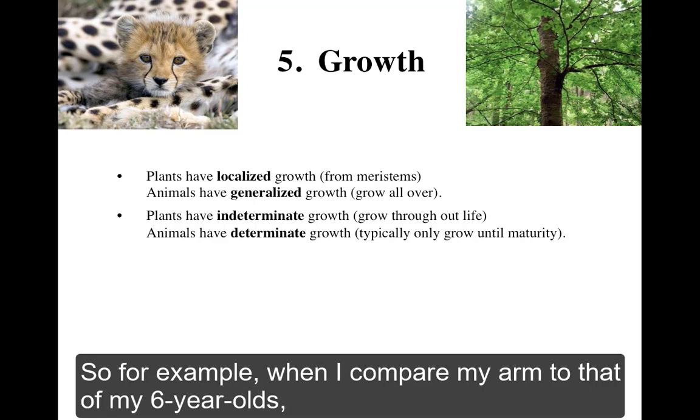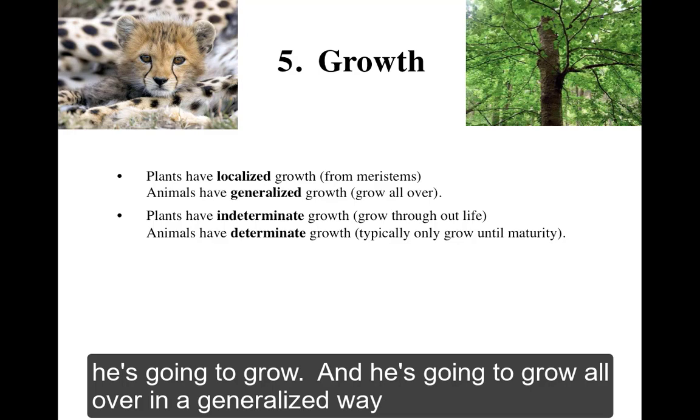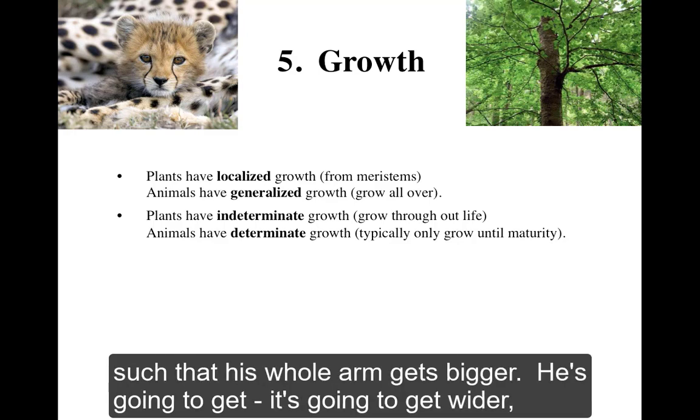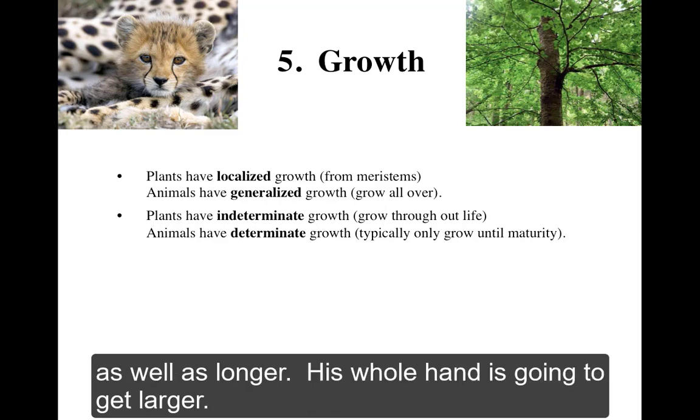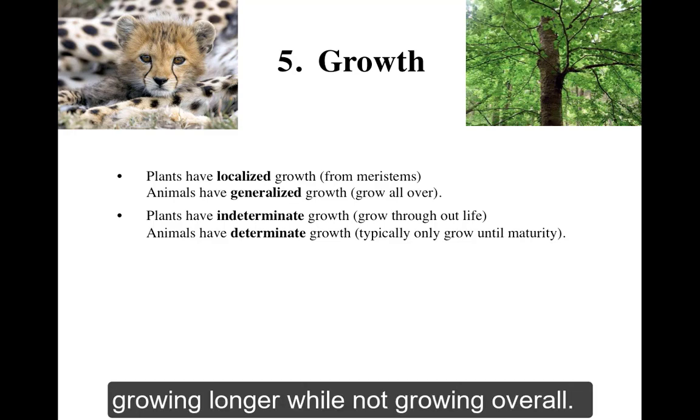So for example, when I compare my arm to that of my 6-year-old's, his is shorter and his hand is smaller. As he grows older, he's going to grow all over in a generalized way such that his whole arm gets bigger. It's going to get wider as well as longer. His whole hand's going to get larger. If he were a plant, though, he would grow from the tips of his fingers, and only from those tips, growing longer while not growing overall.